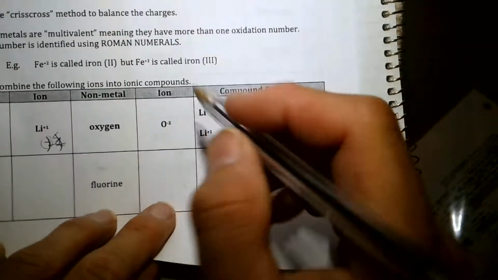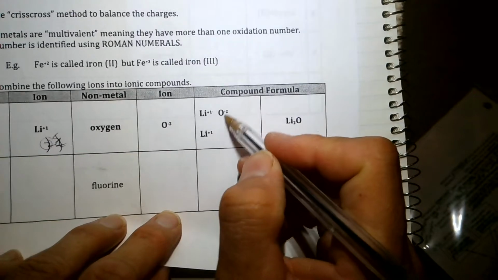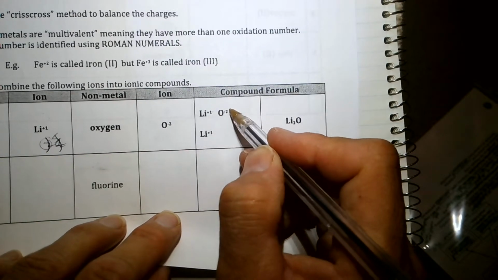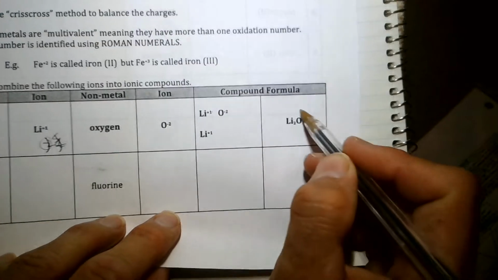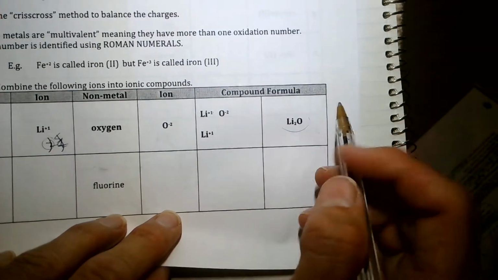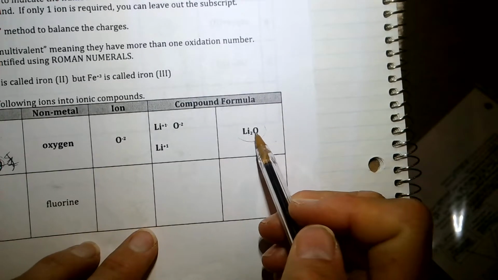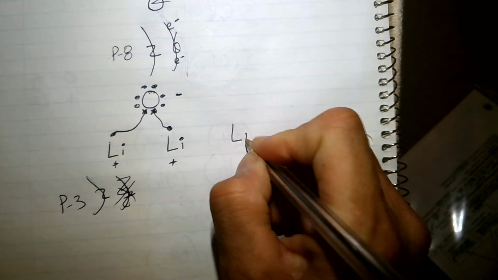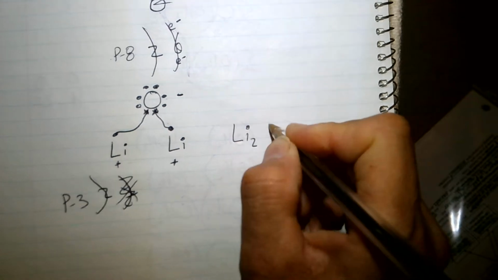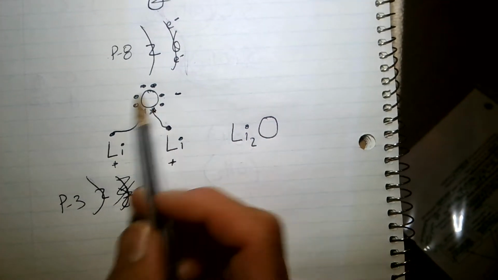Okay? So we had our +1, our +1, and our -2. But these 2 +1s cancel out that -2. So now it is a neutral compound, all right? So what we're seeing here is that we have 2 lithium for 1 oxygen, all right? So this is where the compound name comes from, with 2 lithium for 1 oxygen.